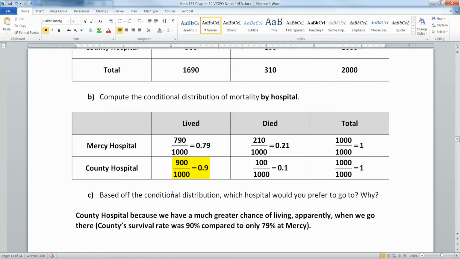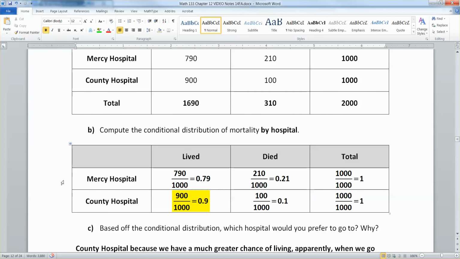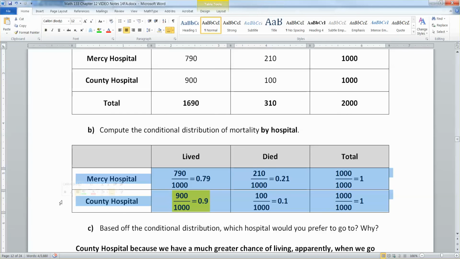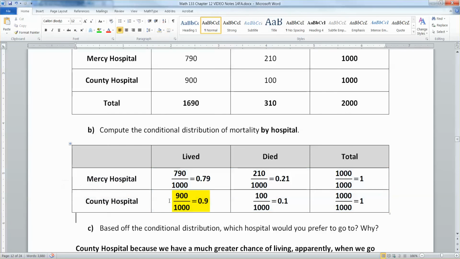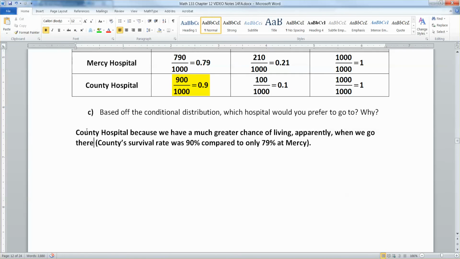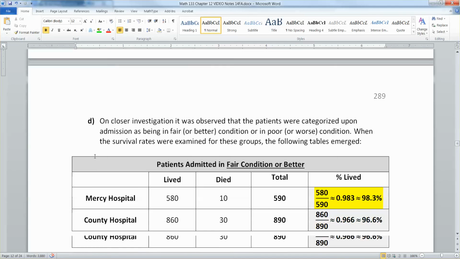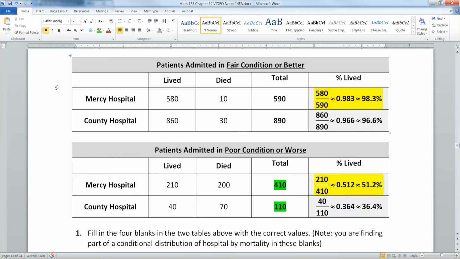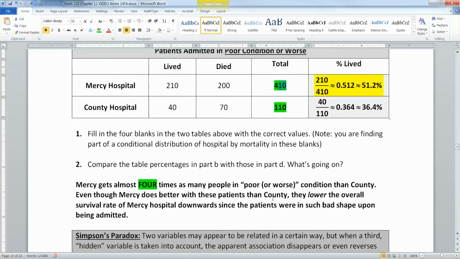It's all well and good to kind of look at the aggregate numbers. That's what these are called, aggregate numbers, when you kind of lump them all together and say, oh, look, you want to go to County because County does better. However, when you break it down and actually start looking at the different groups of patients, you realize, oh, Mercy actually does better in both categories. The trouble is that Mercy's getting so many of these poor condition patients that it's pulling their overall numbers down.